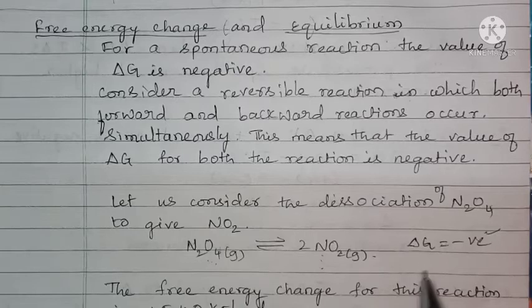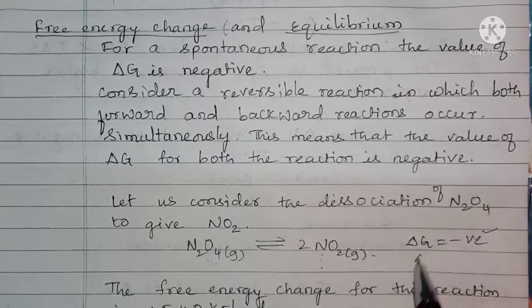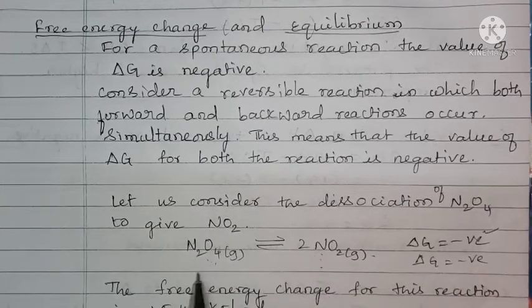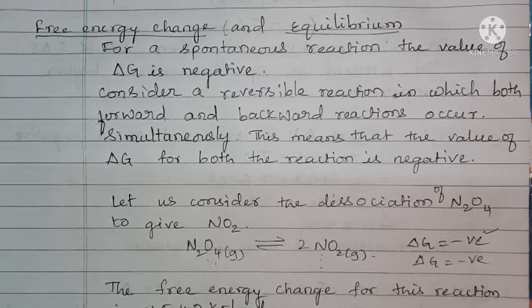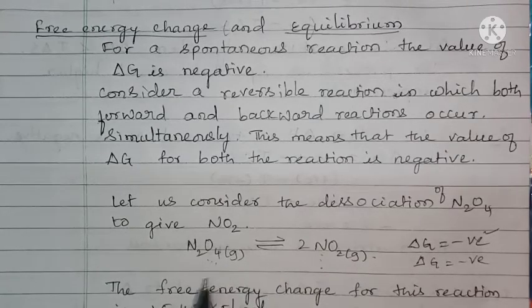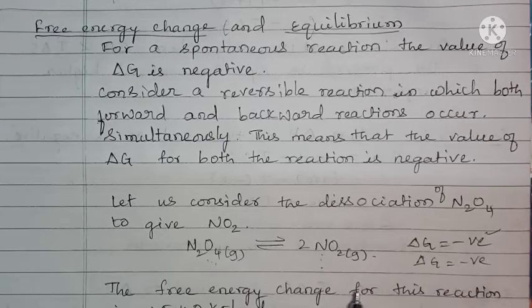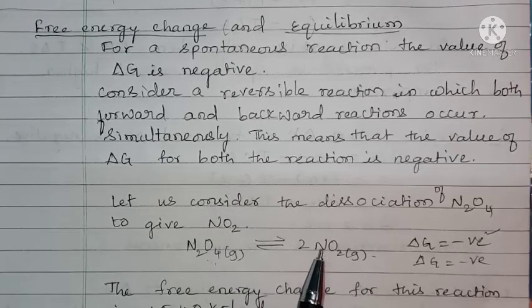Whereas at the same time, the reverse reaction also has a negative delta G, because combination of two NO2 molecules is going to give an N2O4 molecule. So both the reactions are possible. So both the reactions have negative delta G value. But now we come to know that whenever a forward reaction has a negative delta G value, then the backward reaction has a positive delta G value. But here both the reactions are occurring, therefore there must be negative delta G value. Okay.